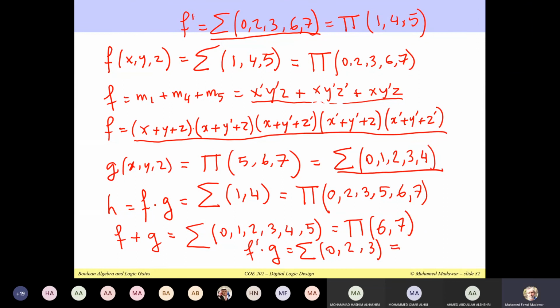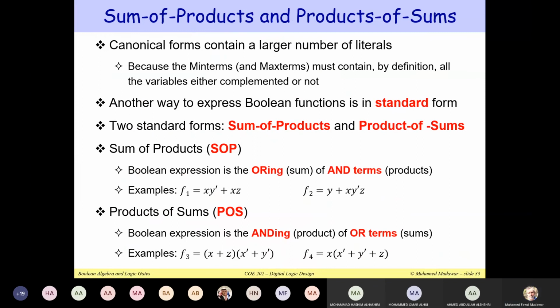How about in pi notation? 1, 4, 5, 6, 7. Okay, we got this part. Let us move on.